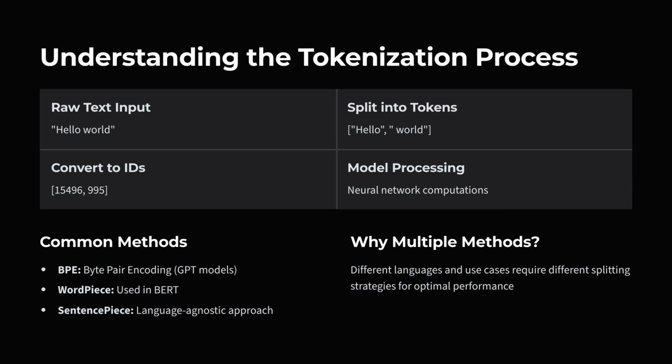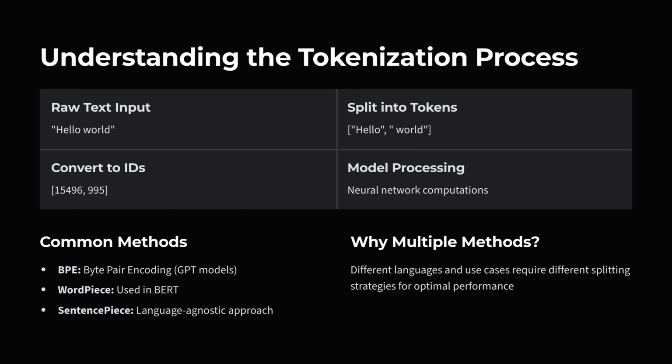Now let's walk through the full tokenization process so it feels concrete. Imagine you start with a sentence like, "Hello, world." First, it gets split into smaller chunks such as hello and world. Then each chunk is turned into numeric IDs the model can use during computations. After that, the neural network applies attention and generates meaningful output based on these IDs.